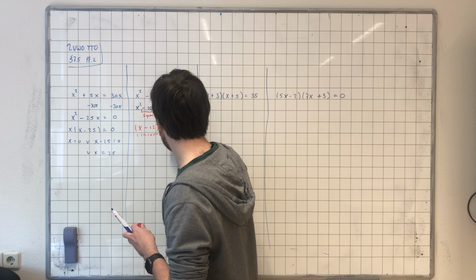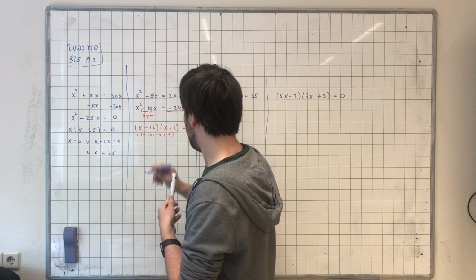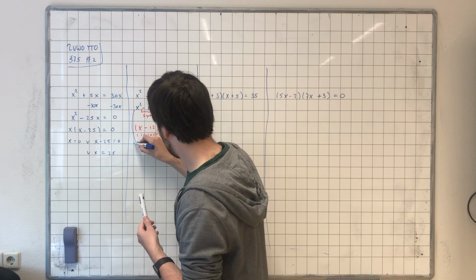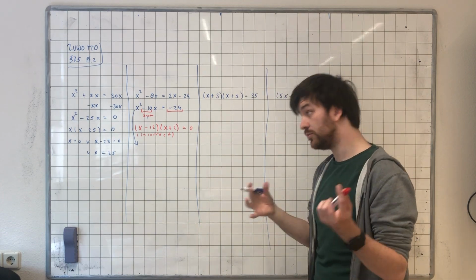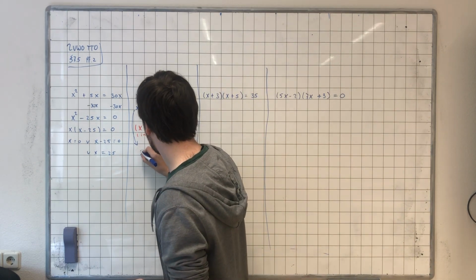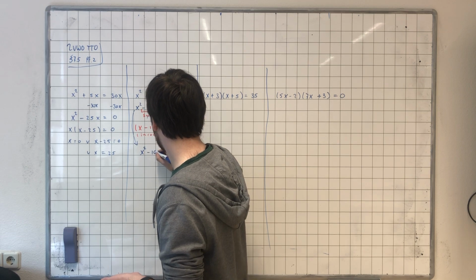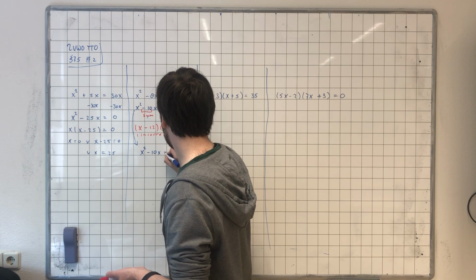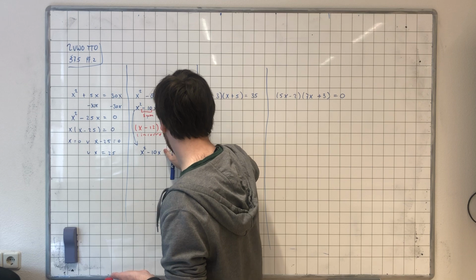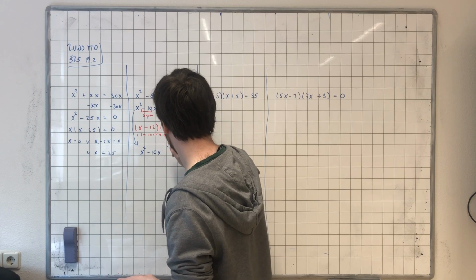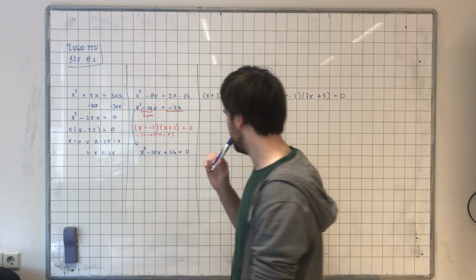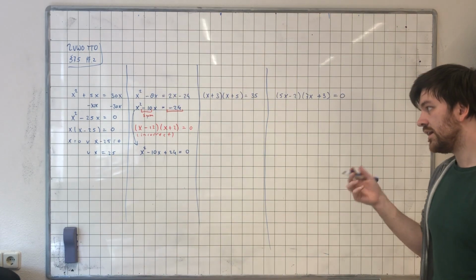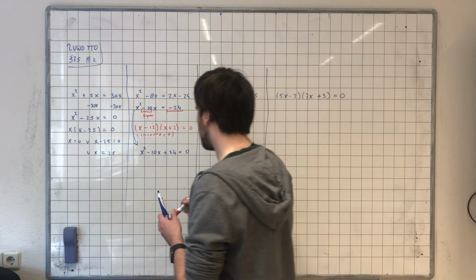So what is the correct path? Well, we want to bring the minus 24 to the other side. So we add 24 to both sides and then we'll get x squared minus 10x plus 24 equals 0. And now you can find the correct product and sum.